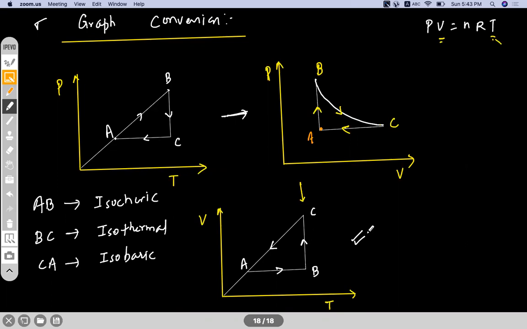No. Okay. Fine, guys. So we'll take a break now. After the break, we'll see two more processes here, reversible and irreversible process. Okay. Take a break. 7 o'clock, we'll start.